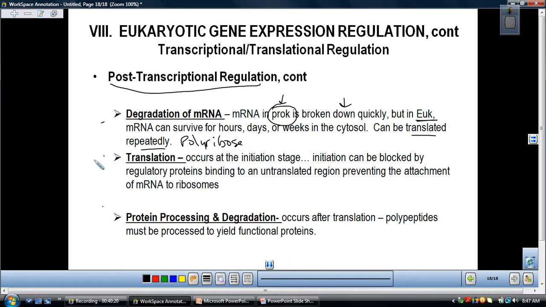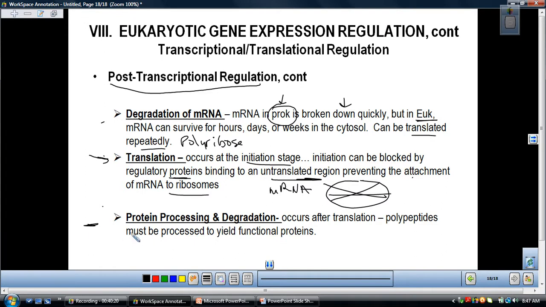Okay, the second one you see here is translation. So we can regulate the production of the protein through translation. This occurs at the initiation stage. If for some reason the mRNA doesn't attach to the ribosome, then it's not going to be translated. So there are certain proteins that eukaryotes have that bind to an untranslated region, and it prevents the mRNA from attaching to the ribosome. So it's just one more way of slowing down gene translation, if need be, if we don't need to produce an excess of those proteins.